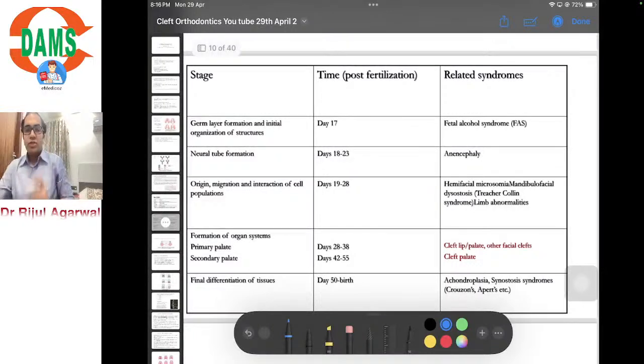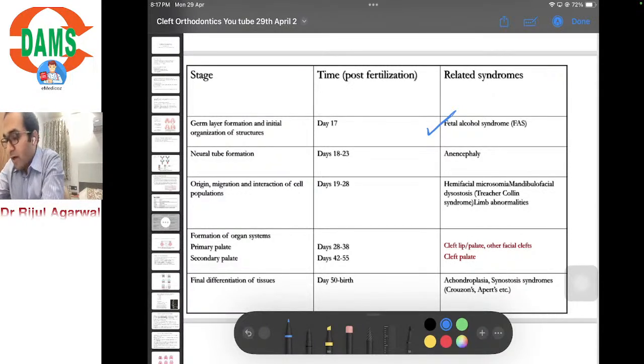Next, coming to this table, which is very important from the exam point of view. What does this table indicate? First is the stage, next is the time post fertilization, and the related syndrome. So this table indicates the time at which each stage occurs, and if the stage is affected at that time, it will lead to the subsequent syndrome.